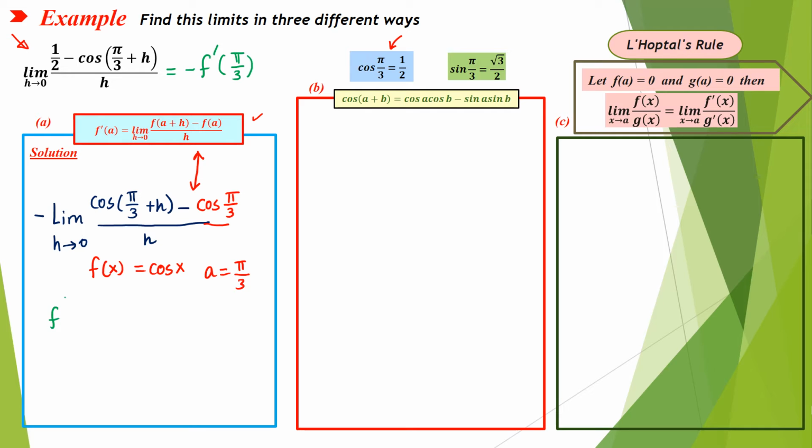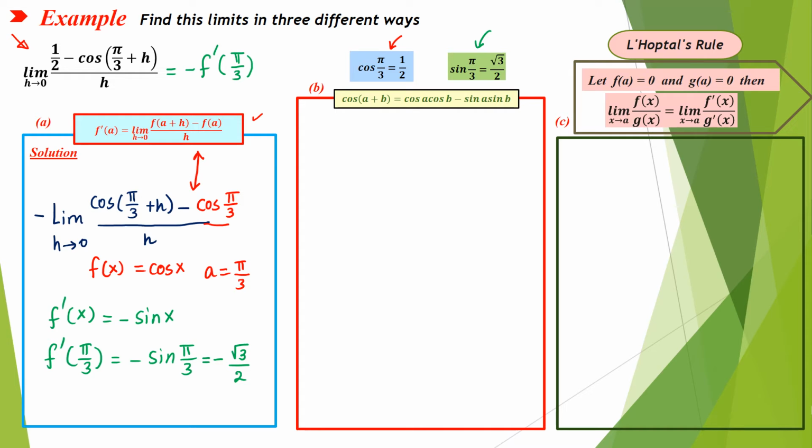So the first derivative, f prime of x, equals negative sine x. Then you have to replace pi over 3. F prime of pi over 3 equals negative sine pi over 3. And as you know, sine pi over 3 equals square root of 3 divided by 2. So f prime at x equals pi over 3 is negative square root of 3 divided by 2.